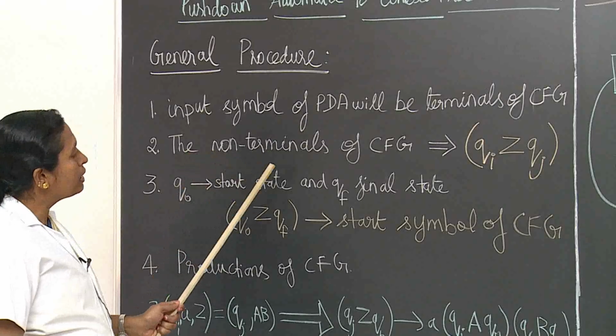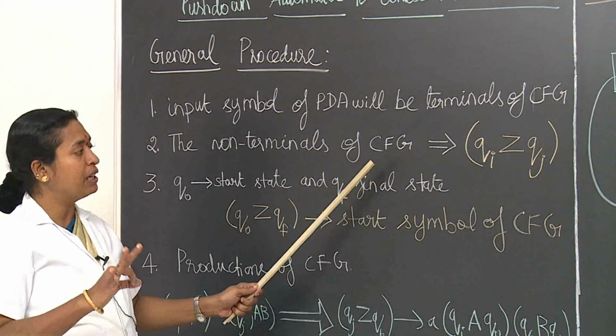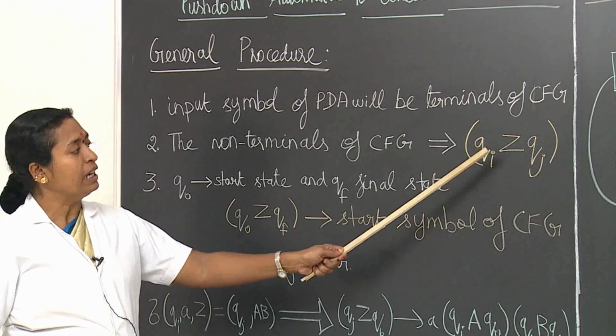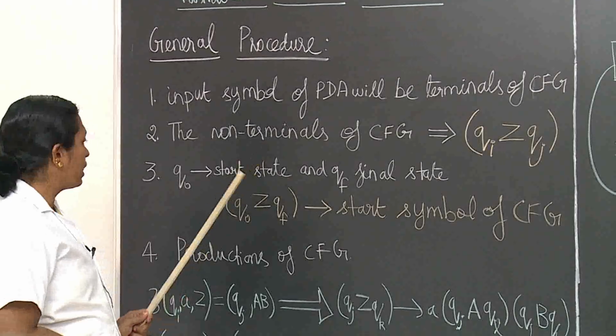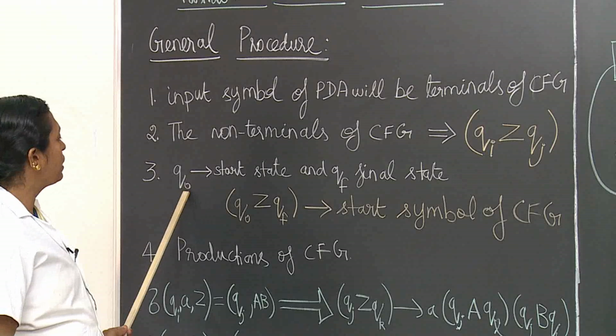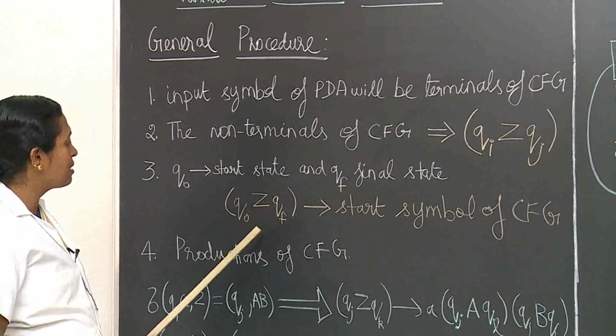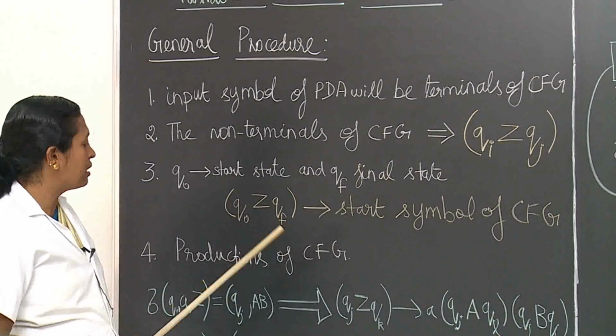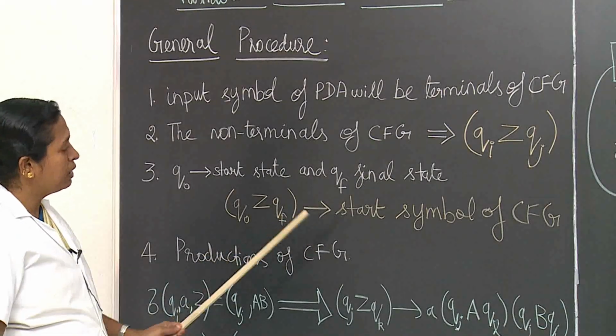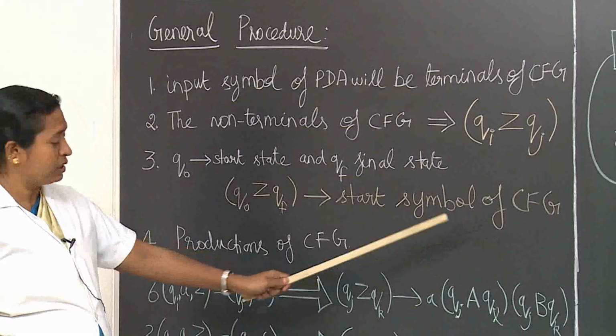Step 2, the non-terminals of the CFG will be triplets, of the form [Qi, Z, Qj]. Based on this, Q0 will be the start state and QF will be the final state. So the start symbol of the context-free grammar is [Q0, Z, QF]. That will be the start symbol of the context-free grammar.